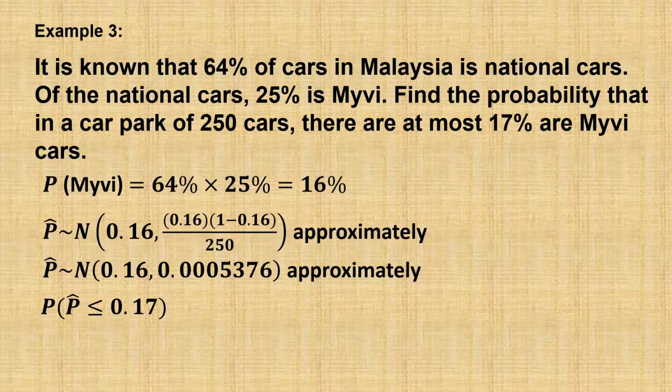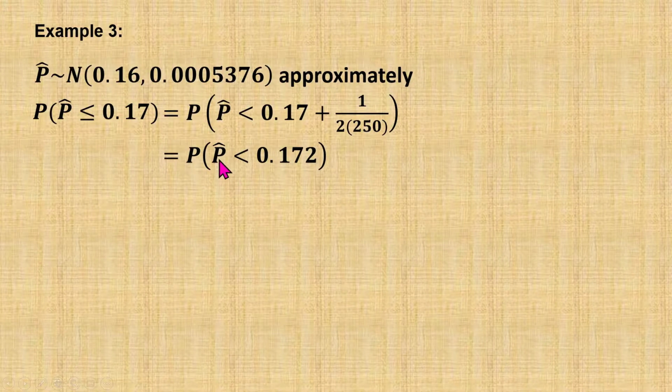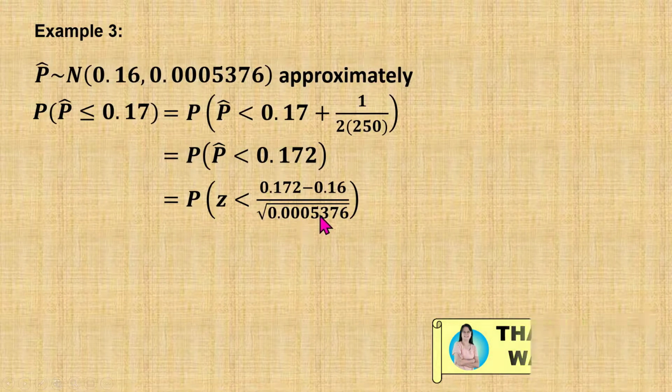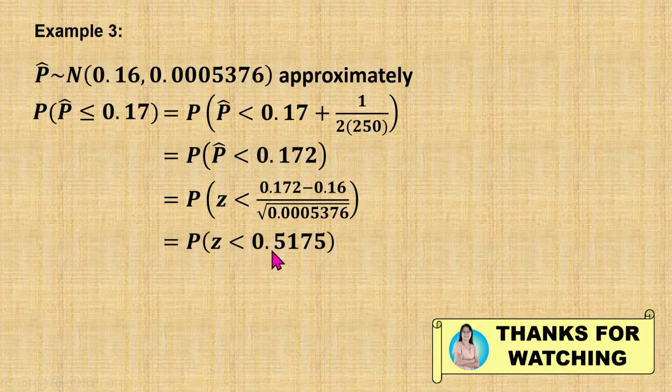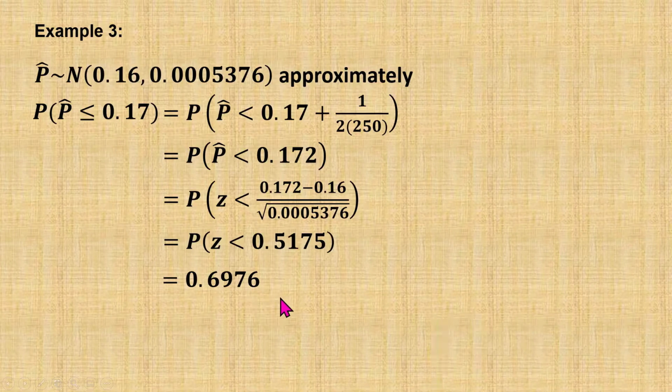Since we are using the normal approximation, before we continue, I'm going to do the continuity correction. Since 0.17 is included, the interval should end at a value slightly greater than 0.17. So we use 0.17 plus a small number, which is 1 over 2n. Then we find that the interval is sample proportion less than 0.172. Now I change the sample proportion into the z-score by using 0.172 minus the mean and dividing by the standard deviation. And I get z less than 0.5175. From the table, it is equal to 0.6976.